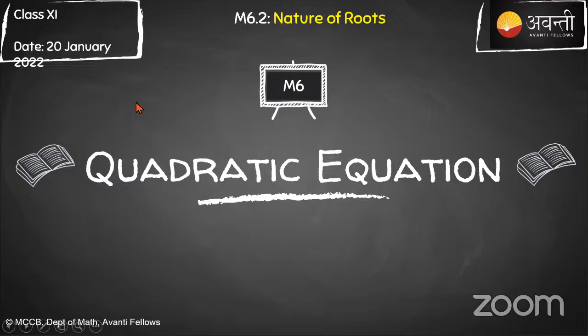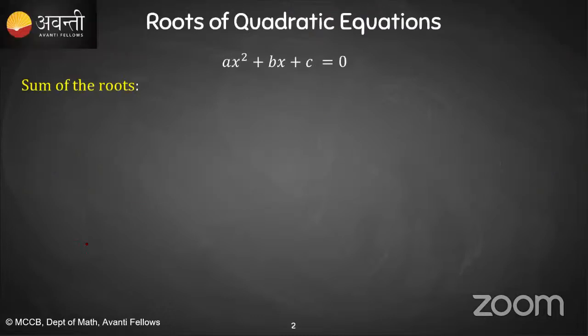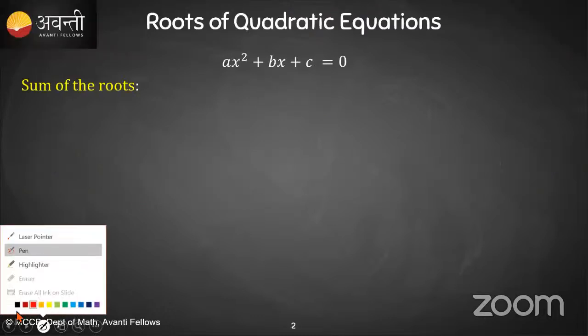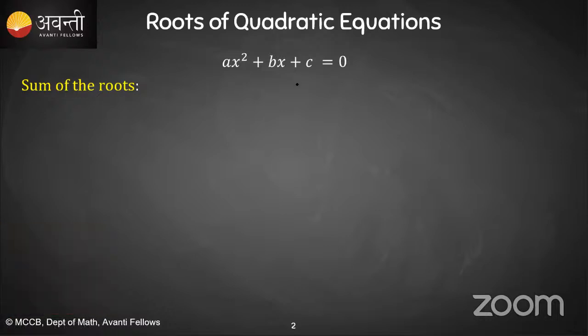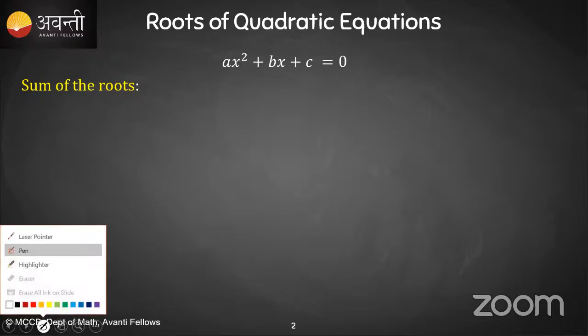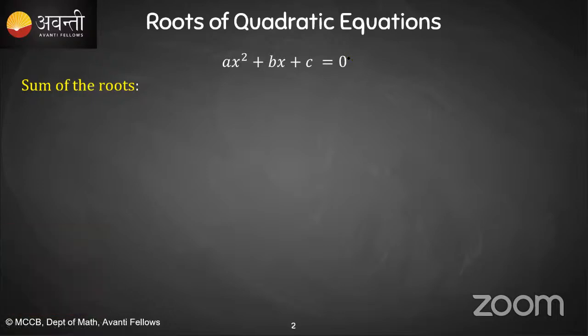So students, in today's class, we are going to discuss the nature of roots. Okay, so let's start with this. First of all, let's say this is the quadratic equation ax square plus bx plus c is equal to 0, and let's say it has two roots alpha and beta, right?